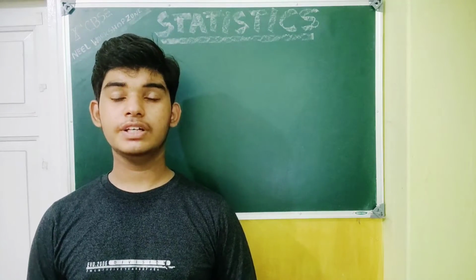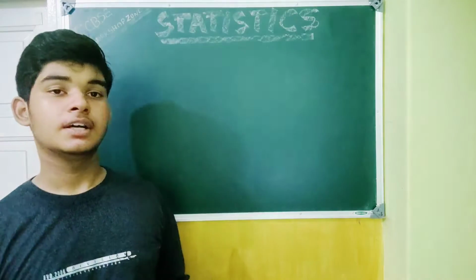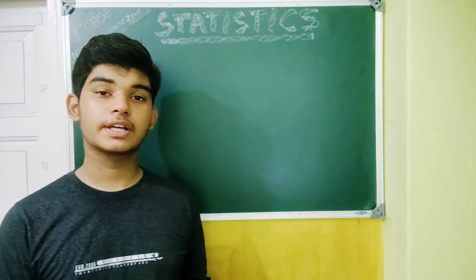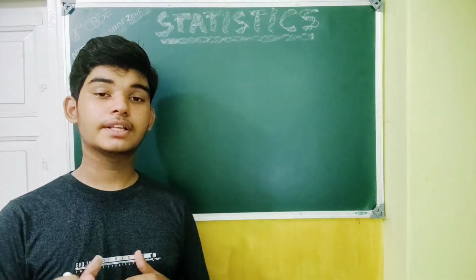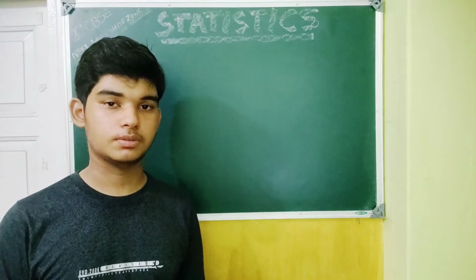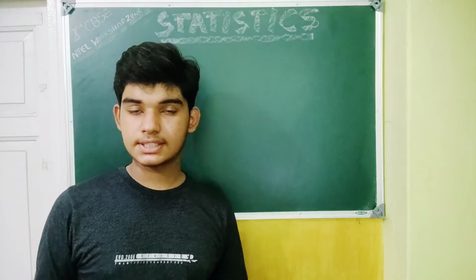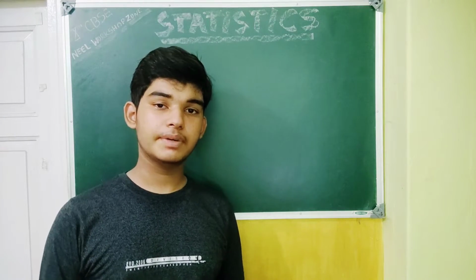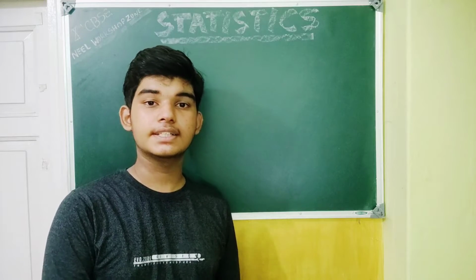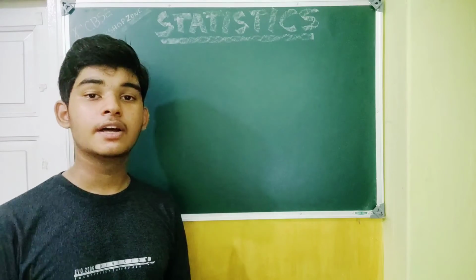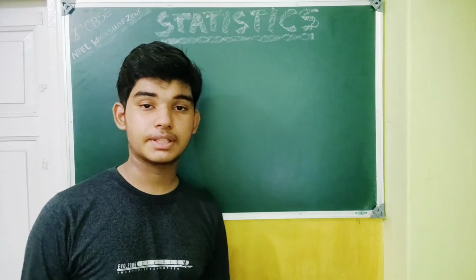So in this episode we're going to be talking about statistics. We're going to be talking about one method to find out the mean of a problem. So without further ado, let's talk about it. In statistics, to find out the mean there are actually three methods, and in this episode we're going to be talking about the first method, which is also known as the direct method.